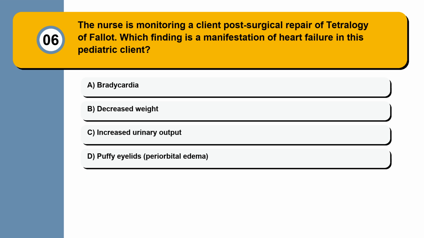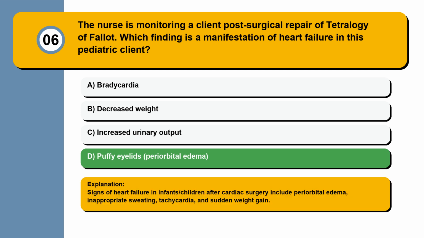Question 6. The nurse is monitoring a client post-surgical repair of tetralogy of Fallot. Which finding is a manifestation of heart failure in this pediatric client? Bradycardia, decreased weight, increased urinary output, puffy eyelids, periorbital edema. Signs of heart failure in infants and children after cardiac surgery include periorbital edema, inappropriate sweating, tachycardia, and sudden weight gain.